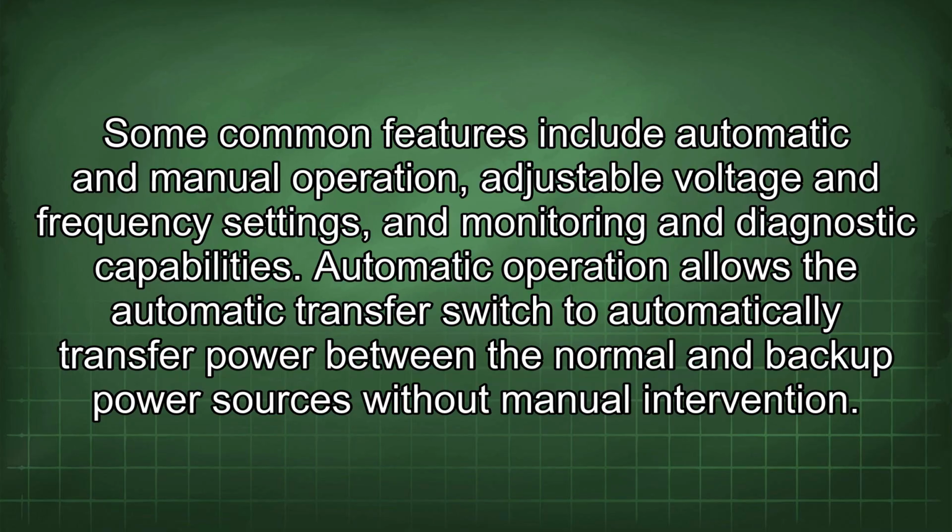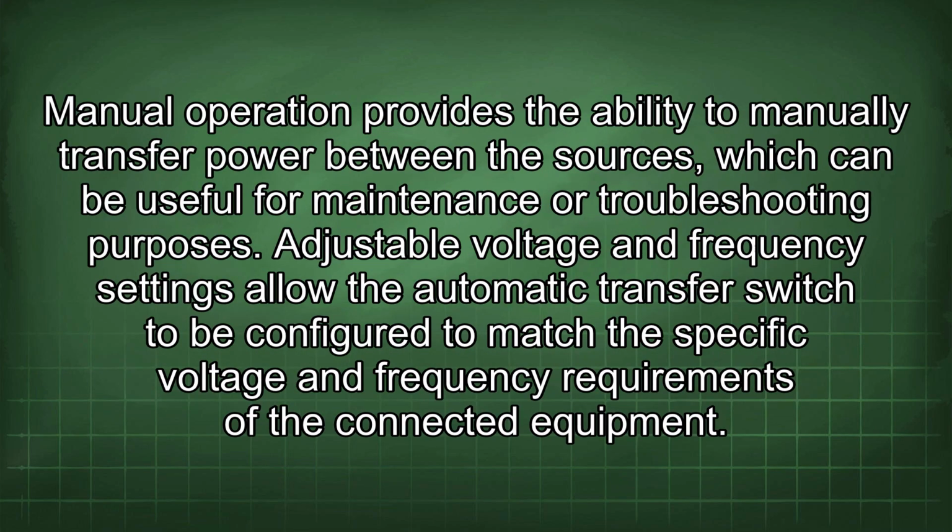Automatic operation allows the automatic transfer switch to automatically transfer power between the normal and backup power sources without manual intervention. Manual operation provides the ability to manually transfer power between the sources, which can be useful for maintenance or troubleshooting purposes. Adjustable voltage and frequency settings allow the automatic transfer switch to be configured to match the specific voltage and frequency requirements of the connected equipment.